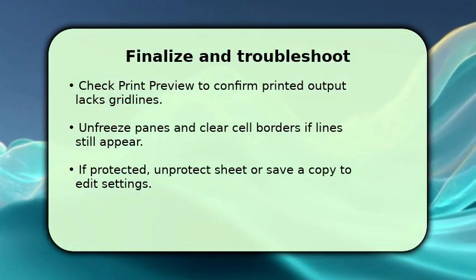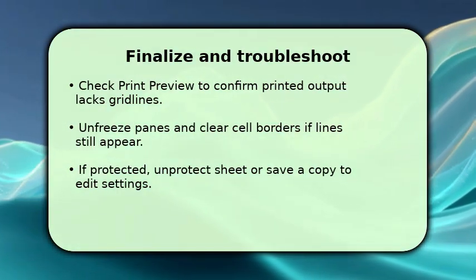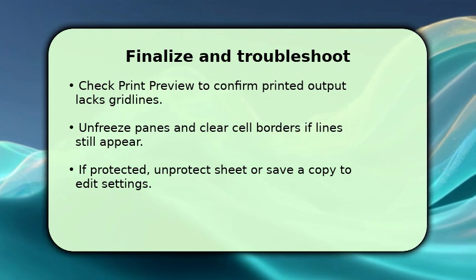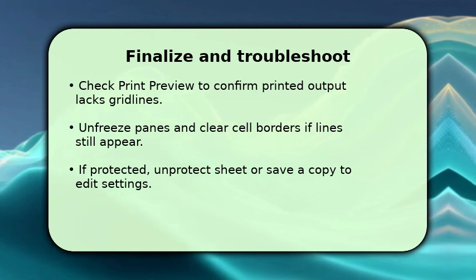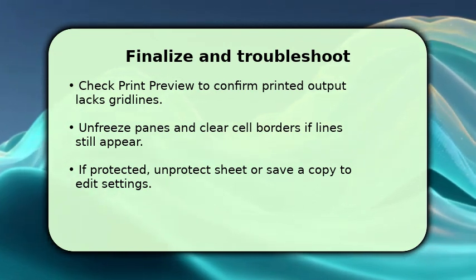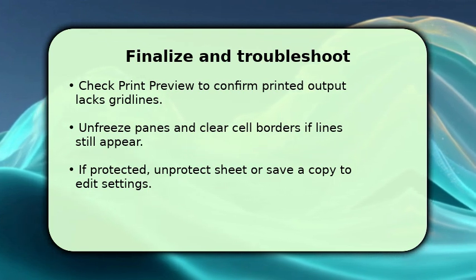Finish by verifying results. Use Print Preview to ensure grid lines won't print. If faint lines remain, they are likely cell borders. Select all and choose No Border to remove them. Also unfreeze panes and clear any conditional formatting that might draw lines.